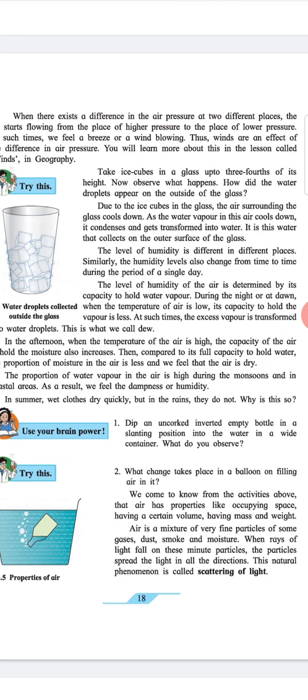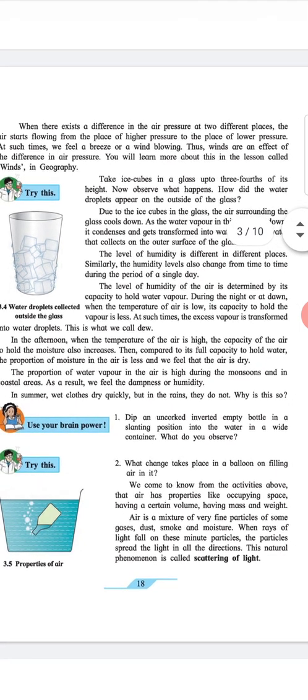The level of humidity is different in different places. Similarly, the humidity level also changes from time to time during the period of a single day. The level of humidity of the air is determined by its capacity to hold water vapor. During night or at dawn, when the temperature of air is low, its capacity to hold the vapor is less. At such times, the excess vapor is transformed to water droplets. This is what we call dew.